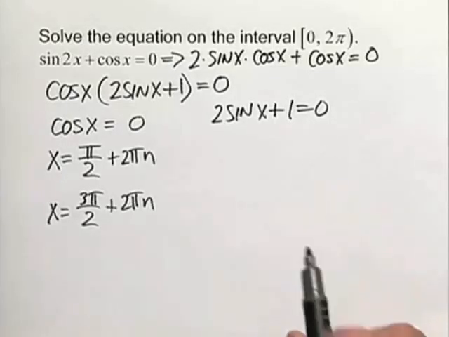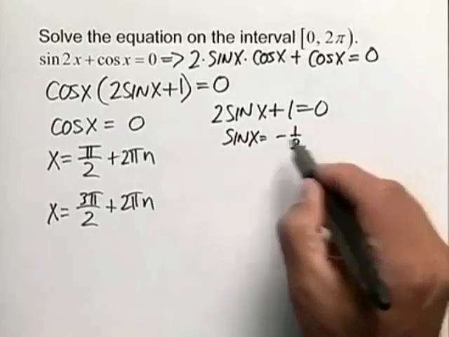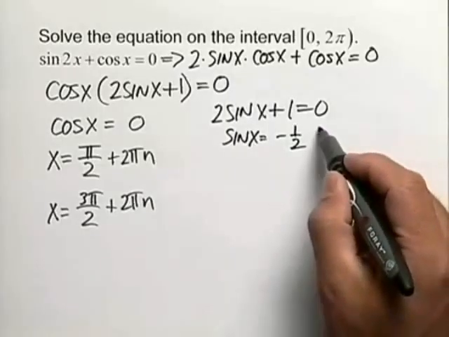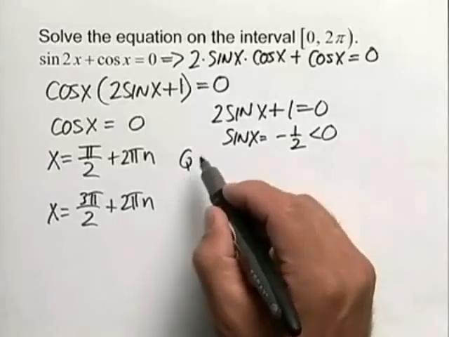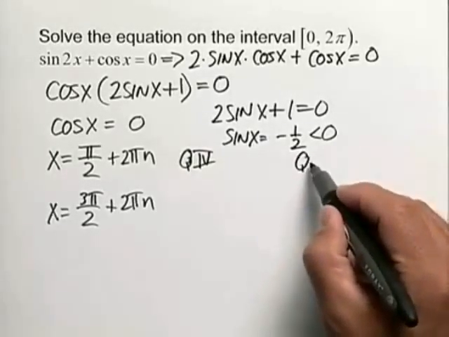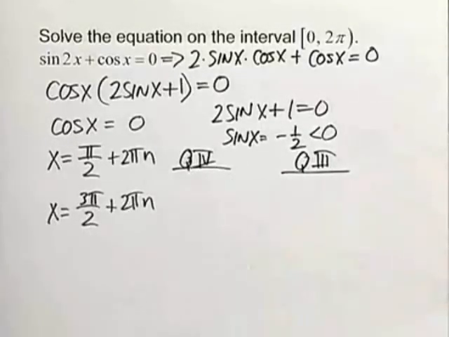Now let's address our second equation. We have the sine of x is equal to a negative 1/2. Once we've isolated the sine, we're ready to go. Note that the sign here is negative, and when the sign is negative, we know that we have solutions that exist in quadrant 4 and also in quadrant 3. The Q stands for quadrant there, and we'll analyze those separately.